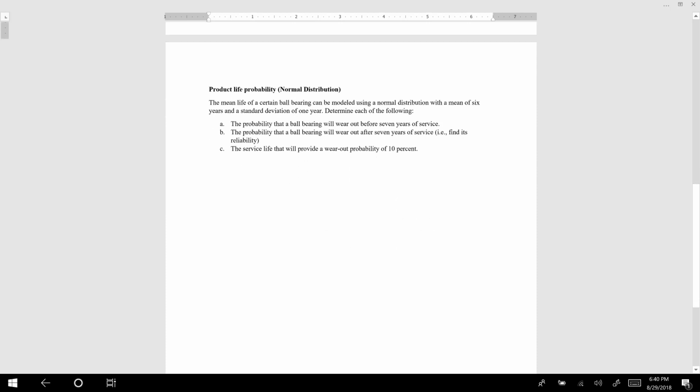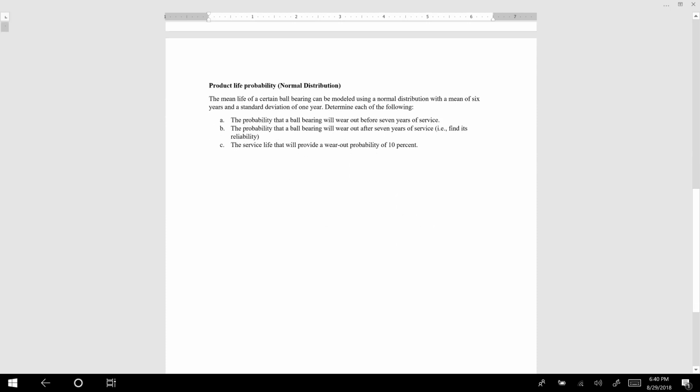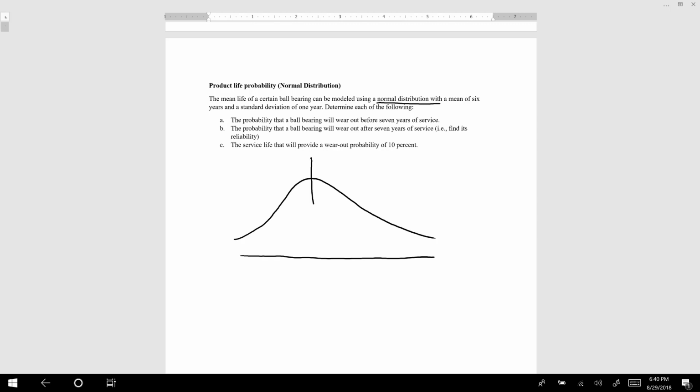So to solve this problem, if you see, we need a normal curve, because they say it follows a normal distribution. So now I'm solving part A with a mean of 6 years. So if I draw a new number line, this would be 6 years, and a standard deviation of 1. So what would happen is if I move one standard deviation, this would be 7.